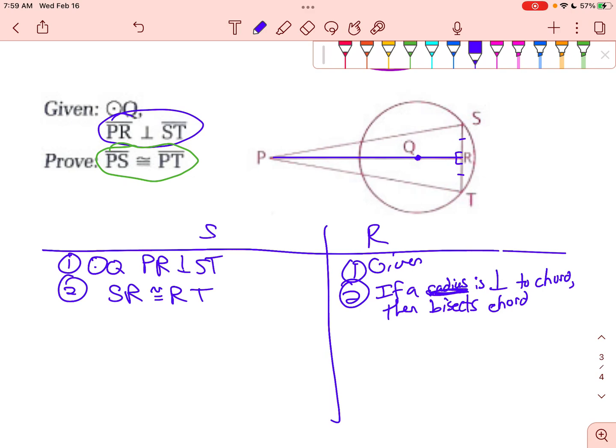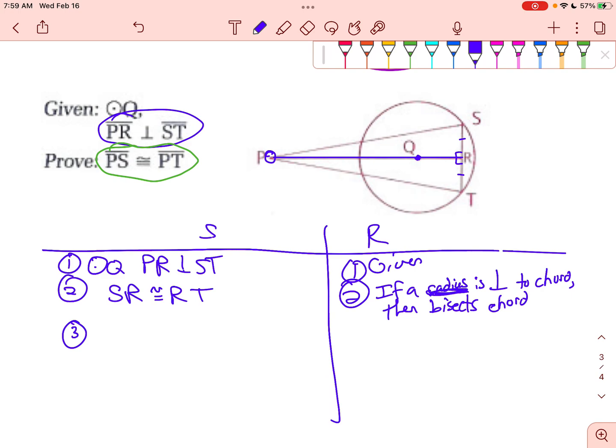Okay. So you can prove if you wanted to right now that PR is the perpendicular bisector of ST, and then if a point like P is on the perpendicular bisector, then it's equidistant away from the endpoints of a segment. You can go that way if you remember this. If not, and I don't feel like you guys remember this, we're gonna go to congruent triangles.